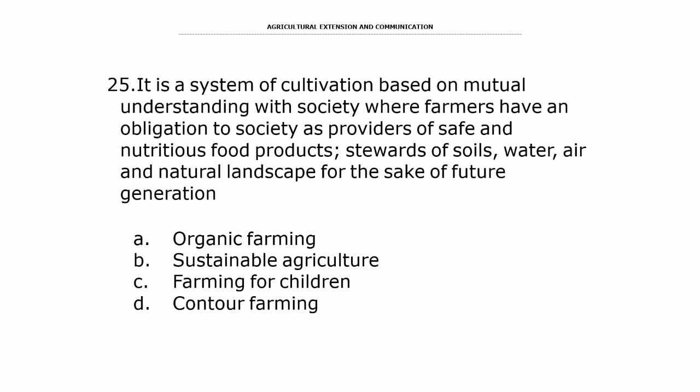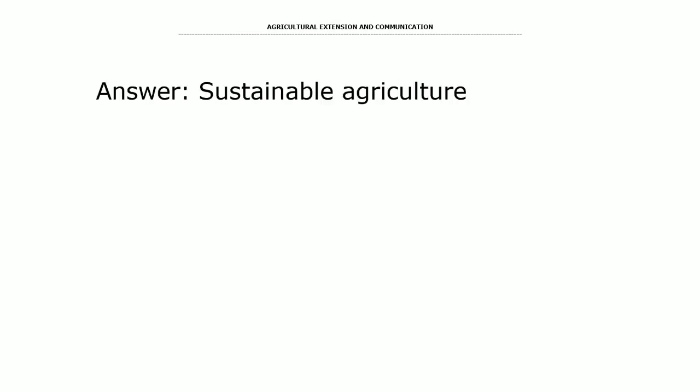Number 25. It is a system of cultivation based on mutual understanding with society where farmers have an obligation to society as providers of safe and nutritious food products, stewards of soils, water, air, and natural landscape for the sake of future generations. A. Organic farming. B. Sustainable agriculture. C. Farming for children. Or D. Contour farming. The answer is sustainable agriculture.